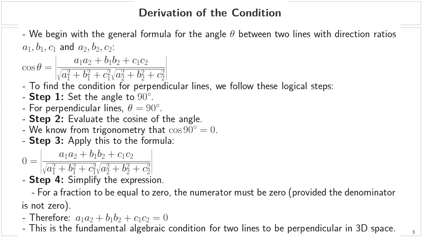And there you have it. This is the fundamental algebraic condition we will use to test for perpendicularity in three-dimensional space. In the next slide, I'll show you a real-world way to visualize this concept. Now that we understand that perpendicularity refers to lines meeting at a right angle, let's move on to the derivation of the mathematical condition. This is where we turn that geometric concept into an algebraic rule we can actually use.